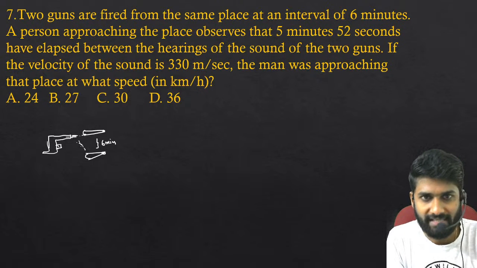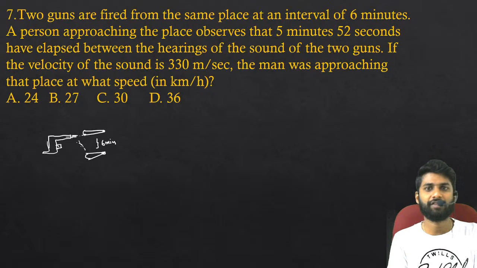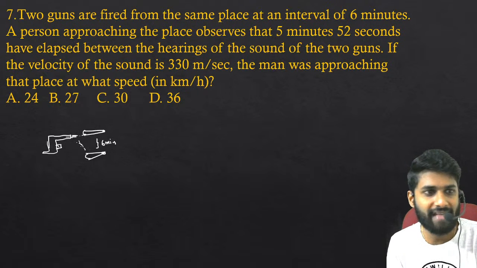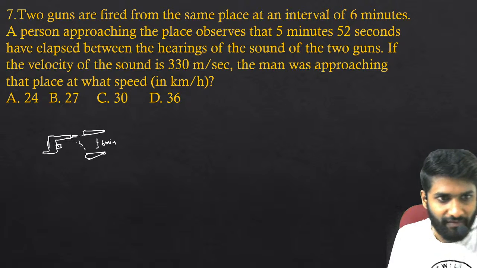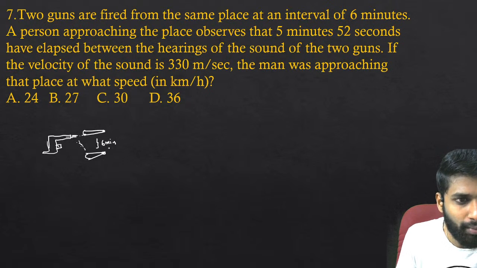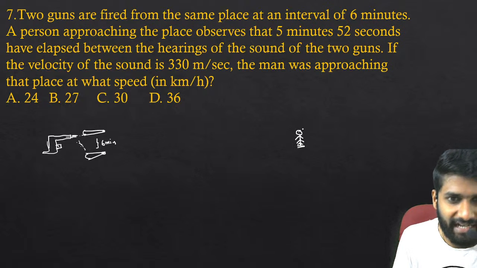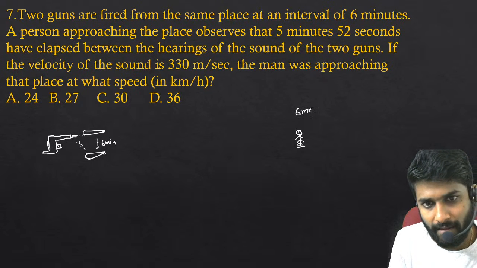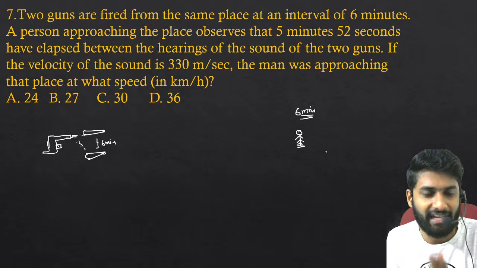A person approaching the place observed that 5 minutes 52 seconds elapsed between hearing the sounds of the two guns. If the velocity of sound is 330 meters per second, at what speed was the man approaching that place? That is the entire information. See guys, the difference between the bullet and bullet is 6 minutes. If a person stands here, definitely he can hear the difference between the bullets' timing as 6 minutes too. Why? Because if two guns are fired at a 6 minute gap, he hears the sounds at a 6 minute gap.